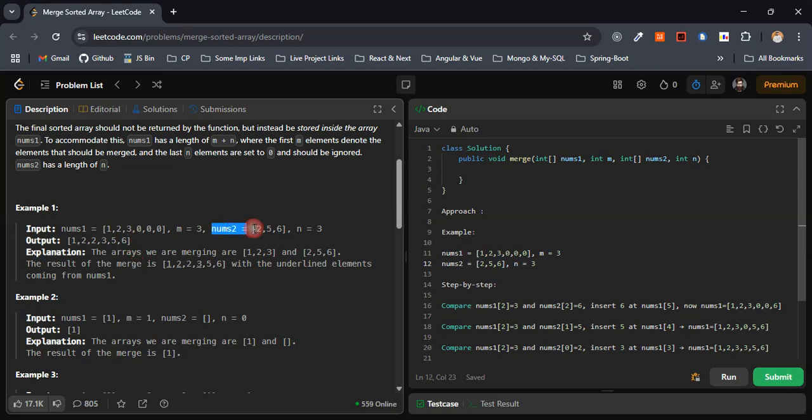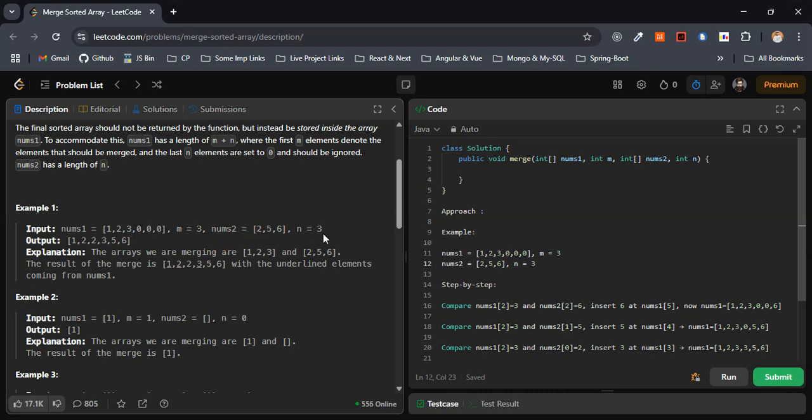The same goes for nums2 as well. Here you can clearly see 2, 5, 6. Each element is valid here because we have a particular value for it, right? So n equals 3, as they have mentioned here. The array nums1 has extra space to accommodate all the elements of the merging. We have extra space here in nums1 to accommodate all elements of the merging.